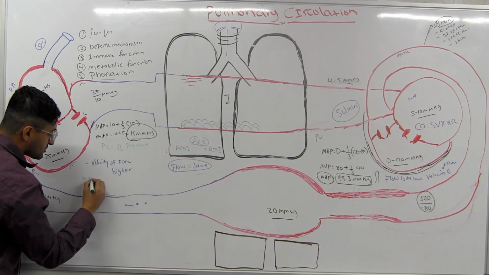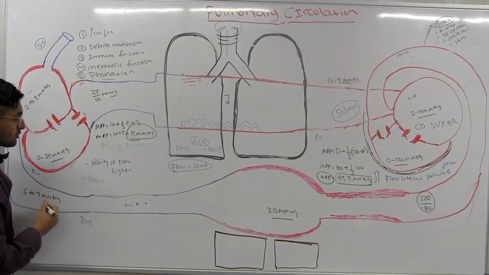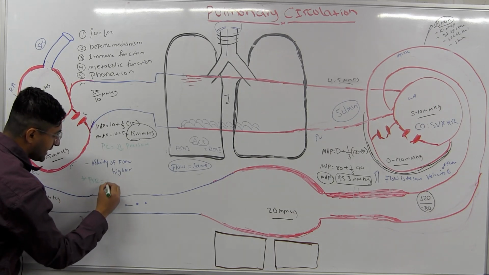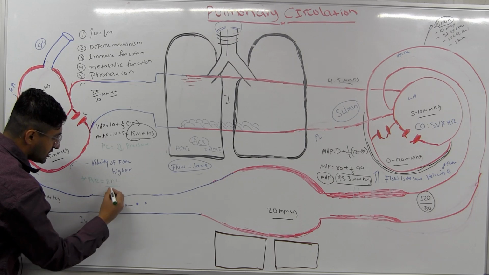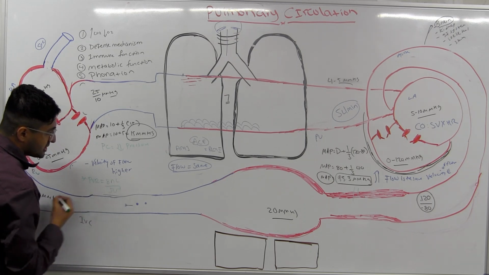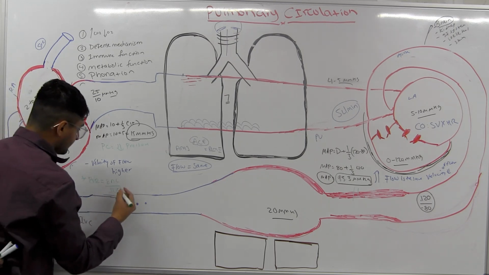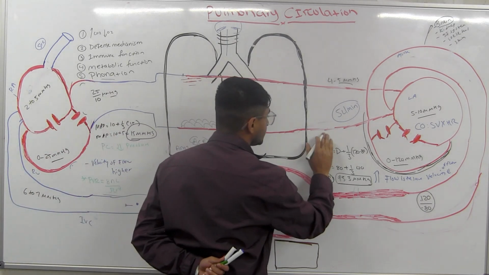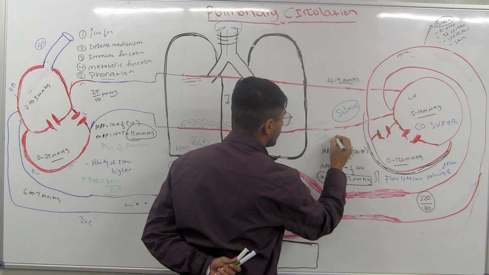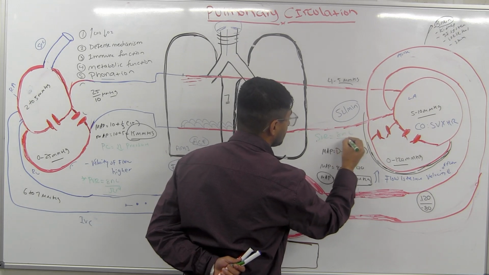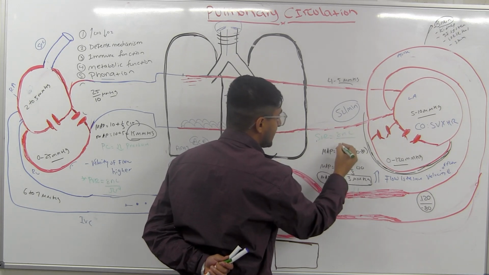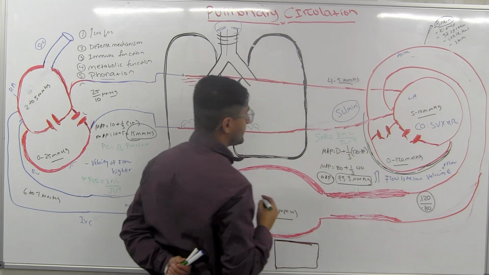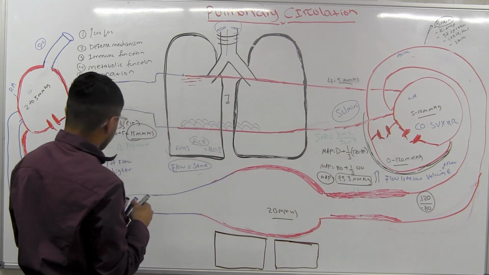So pulmonary vascular resistance is equal to 8ηL over πr^4. That's the equation we usually use. The systemic vascular resistance equation is exactly the same too. Systemic vascular resistance is also equal to 8ηL over πr^4, where η is the viscosity, L is the length, and r is the radius.